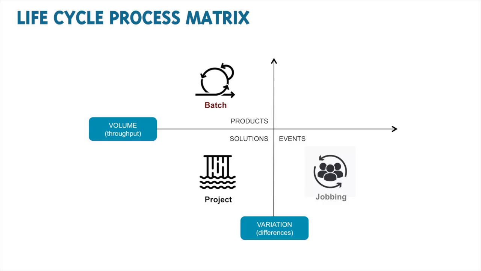When there is a need to vary the focus and content whilst the overall volume remains low, then a batch process is favorable. As both variation and volume increase, then a continuous life cycle process becomes most suitable.